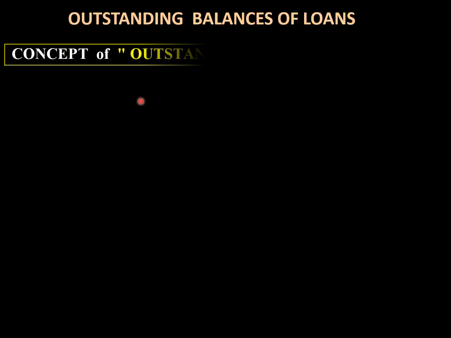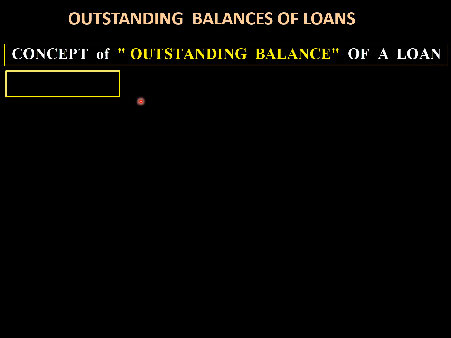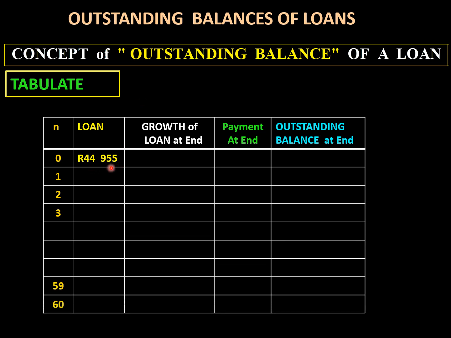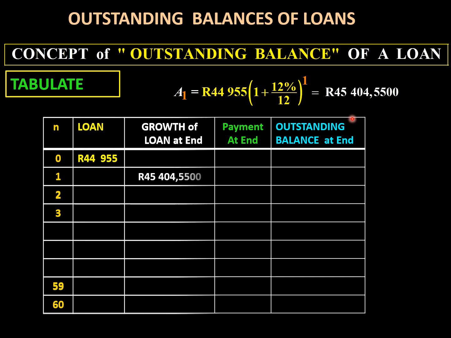To do this, let's take Angie's situation and tabulate it, go through it step by step and see. So she's taking a loan of 44,955 Rand, and she's going to pay it at the end of each month. So the loan she takes at the beginning, for 1 month, that loan accumulates interest. So that 44,955 after 1 month has grown. So there's a growth and it becomes 45,404 and 55 cents. So that is the growth there.